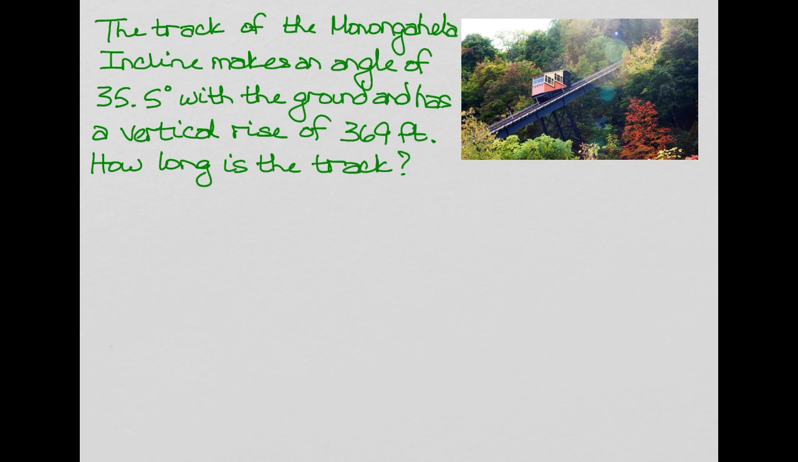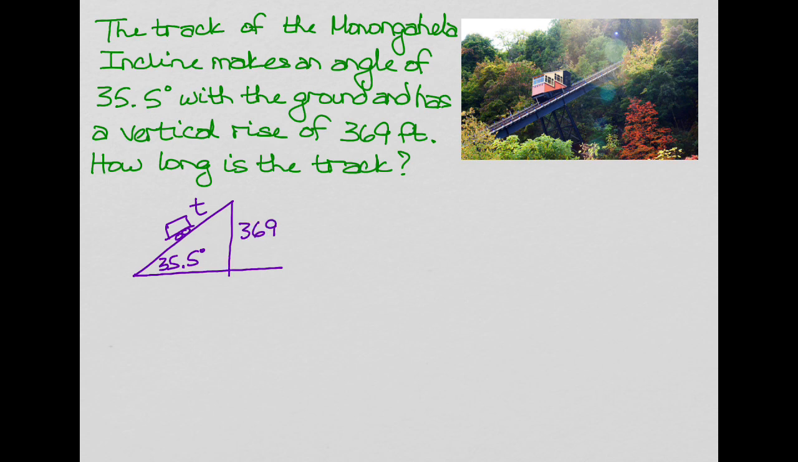So I'm going to make a little picture here. Here's my incline. Here's my little train car going up the incline. The question is, how long is the track? So I'm going to call this T for track. That's the track. Makes an angle of 35.5 degrees with the ground. Well, the ground typically is horizontal, so there's my angle of 35.5 degrees. Vertical rise of 369 feet. Well, vertical is perpendicular to horizontal, so that'll be in this direction.